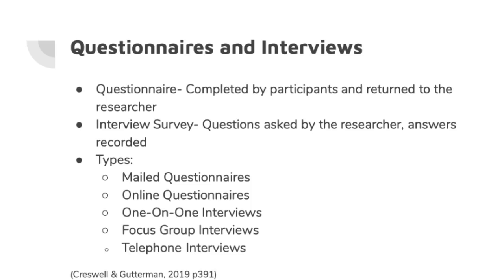Questionnaires and interviews. A questionnaire is completed by participants in a survey and returned to the researcher. A participant chooses to answer questions and provide basic, personal, or demographic information to the researcher. An interview study is different in that researchers ask questions from the interview guide and record the answers provided by the participants. There are several types of questionnaires and interviews used in quantitative research. The major types used in education are mailed questionnaires, online questionnaires, one-on-one interviews, focus group interviews, and telephone interviews.